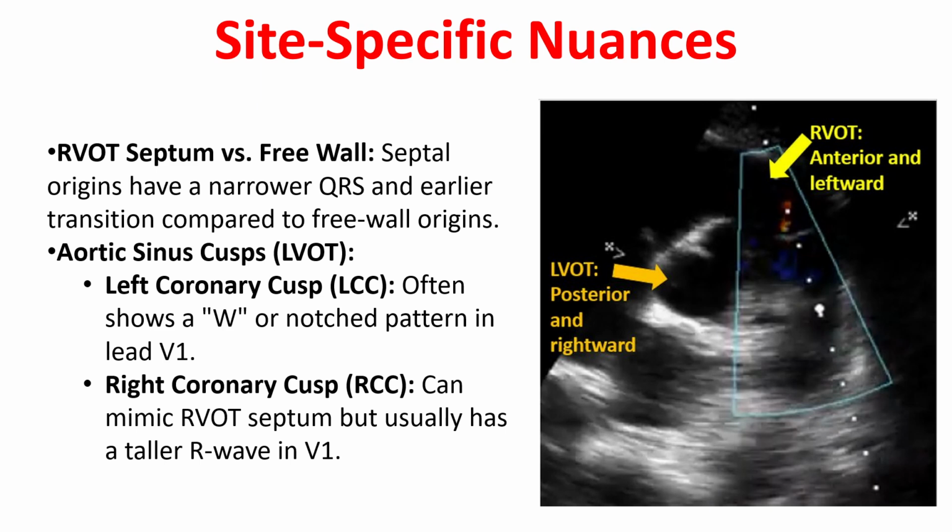Aortic cusps of the LVOT VT: left coronary cusp often shows a W or notched pattern in lead V1. Right coronary cusp can mimic RVOT septum but usually has a taller R wave in V1, mimicking RVOT because the right coronary cusp is quite near the RVOT. Please note that the intimate and complex anatomy of the outflow tracts limits the predictive value of ECG criteria alone for localization of these arrhythmias.